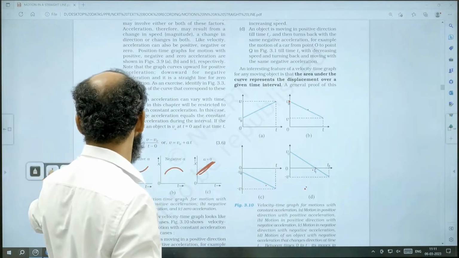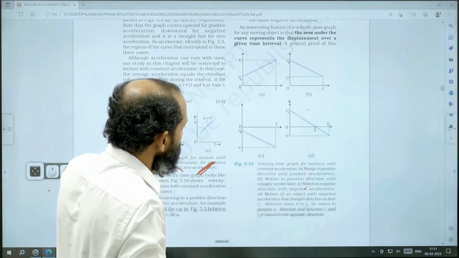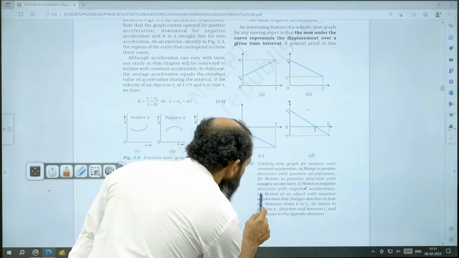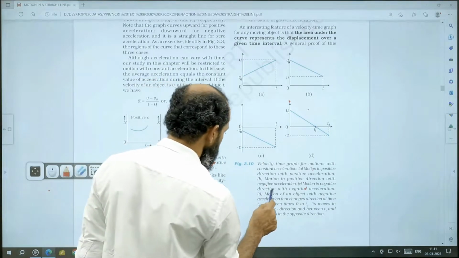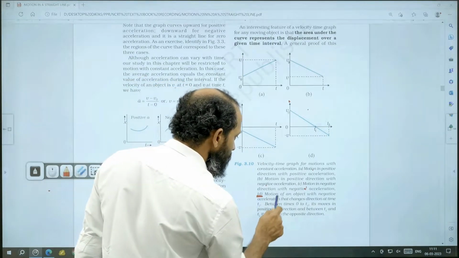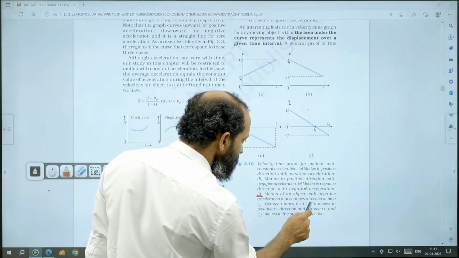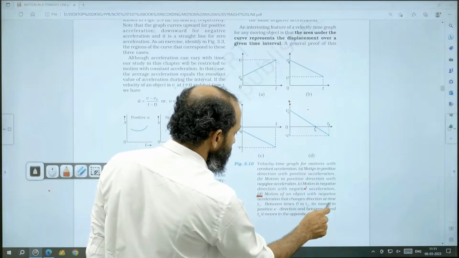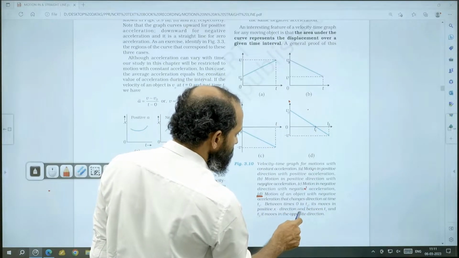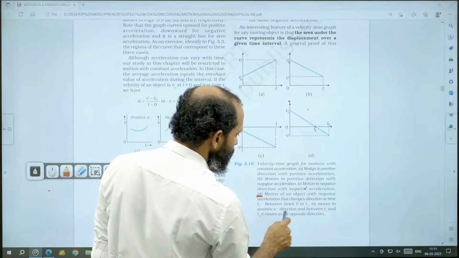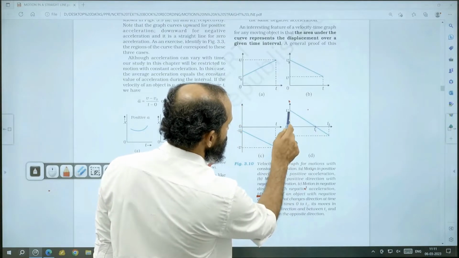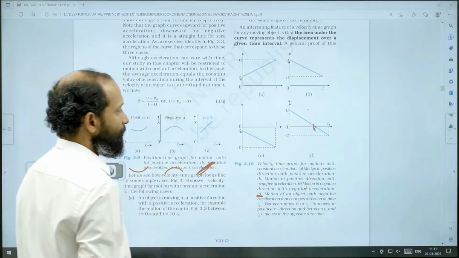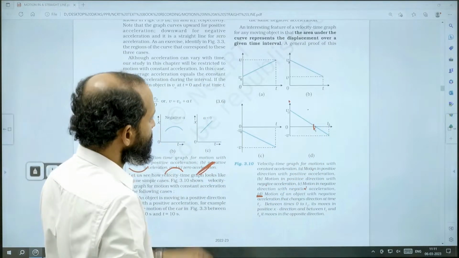So what is the physical situation that we have to see? In option D, motion of an object with negative acceleration that changes direction at time t1. Between 0 and t1 it moves in the positive x direction, and between t1 and t2 it moves in the opposite direction. 0 to t1 is the positive direction, t1 to t2 is the negative direction. So the direction changes at t1.